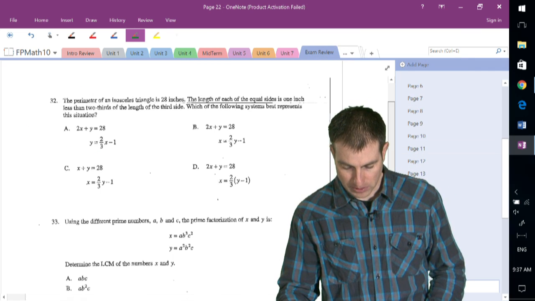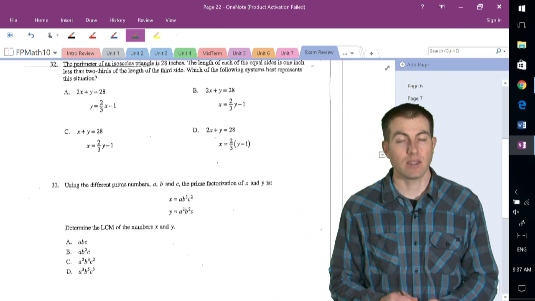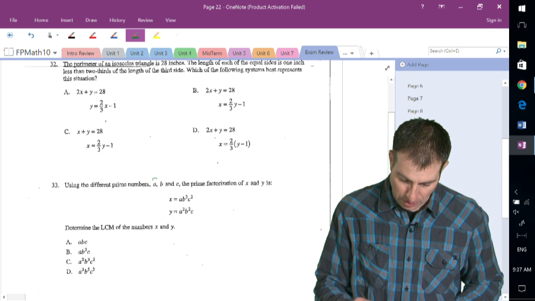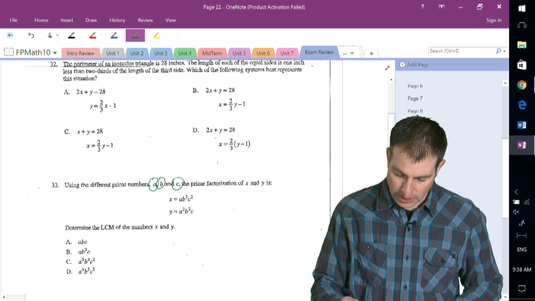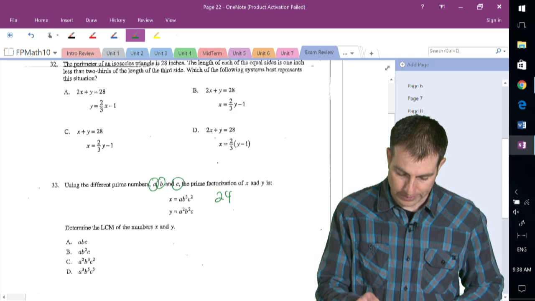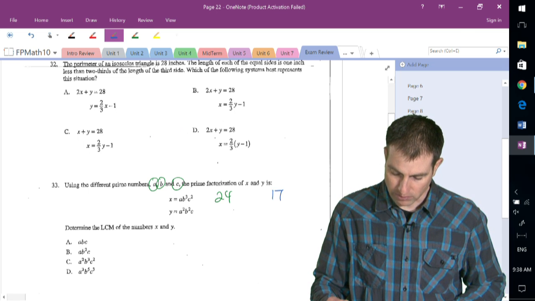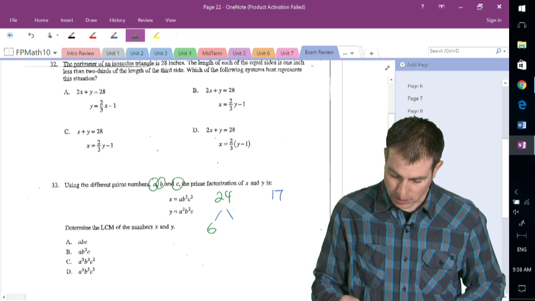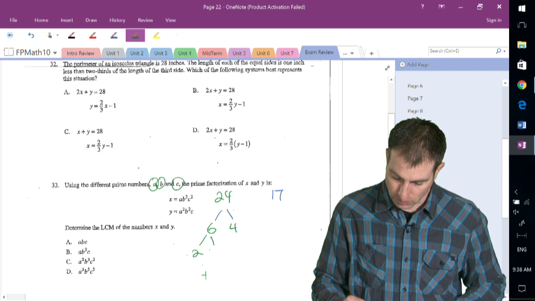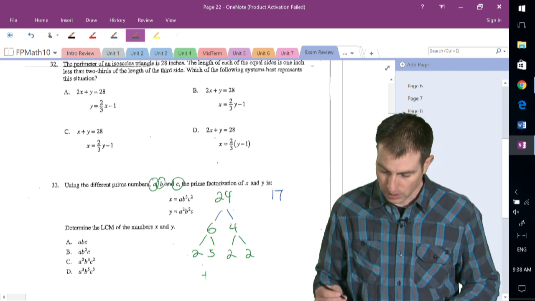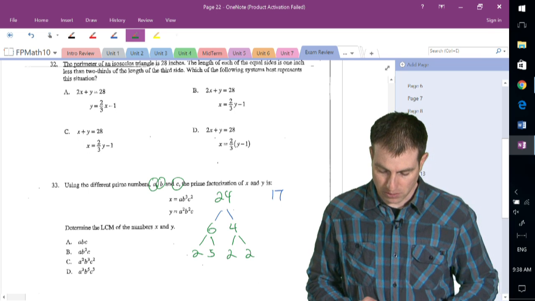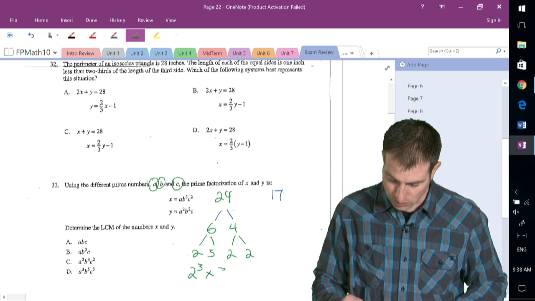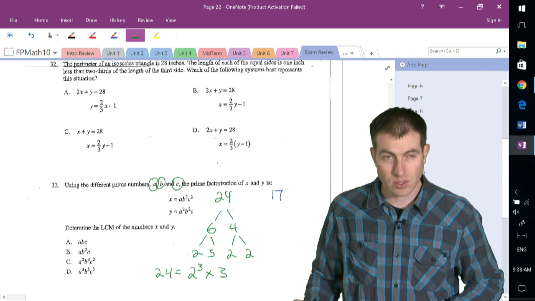All right, so it's just kind of a basic definition type deal. It might be confusing when you think of using different prime numbers like a, b, and c. Don't think of it like that. Think of it as a number like 24, and let's think of a number like 17. Maybe not the best example, but let's just go with it. So the prime factorization of 24. I'm going to go 6 times 4. 6 is 2 and 3, and 4 is 2 and 2. So what is the prime factorization of 24? Well, 2 times 2 times 2 times 3, or 2 cubed times 3, that's going to be 24. So that's the prime factorization of 24.